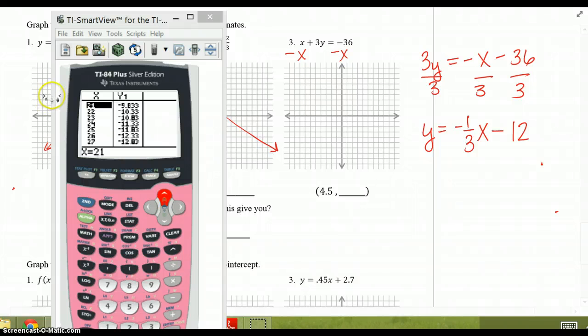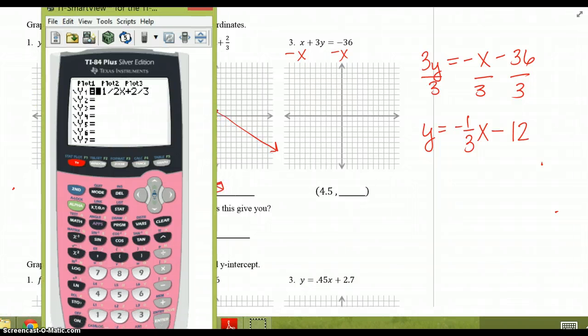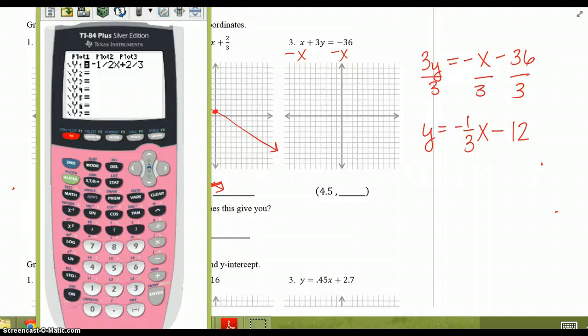So we're going to go ahead and enter that into our y equals. So go to y equals, clear out what's in there, press clear on what's in there, and type in -1 divided by 3x minus 12. Graph that. And you'll notice it's way down there in the corner.